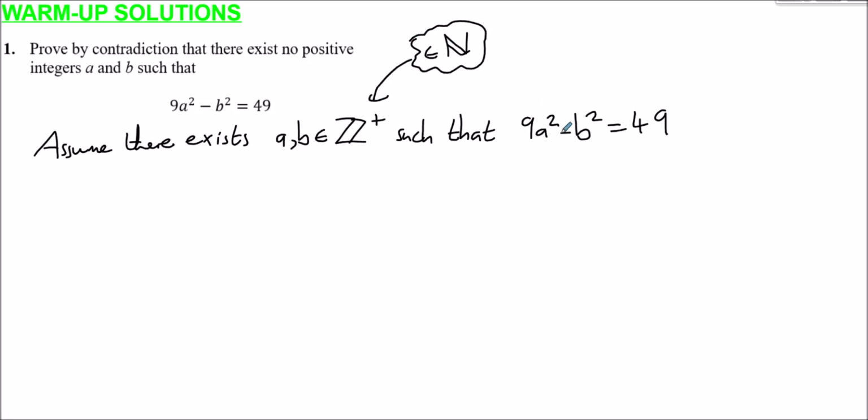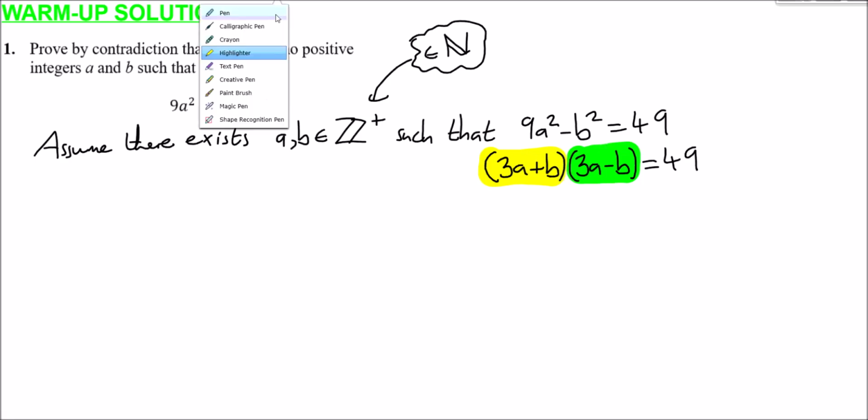So what can we do with this side? Well, if 9a squared minus b squared equals 49, this is actually a difference of two squares. So we can say (3a plus b)(3a minus b) equals 49. So we've got one thing, 3a plus b, multiplied by another thing, 3a minus b. a and b are integers, so 3a is an integer, and 3a plus b will be an integer, as will 3a minus b. So integer multiplied by integer equals 49.